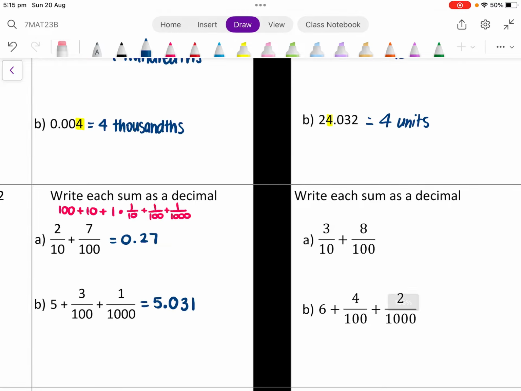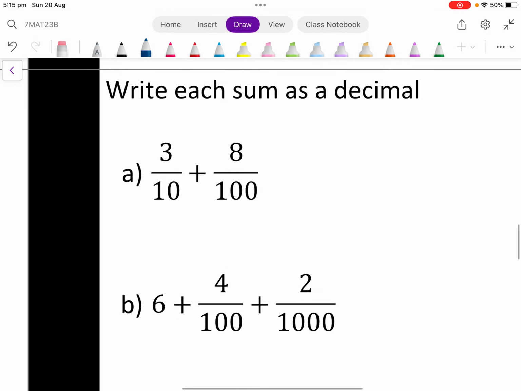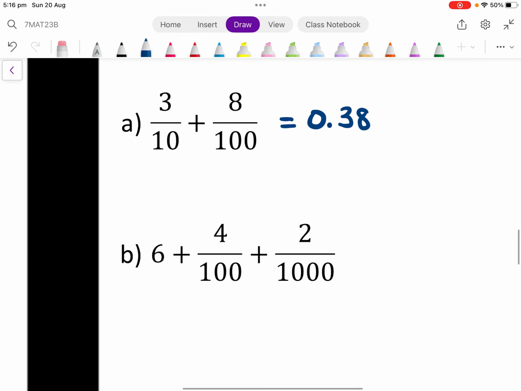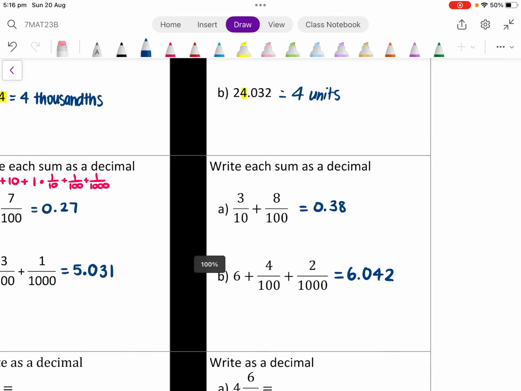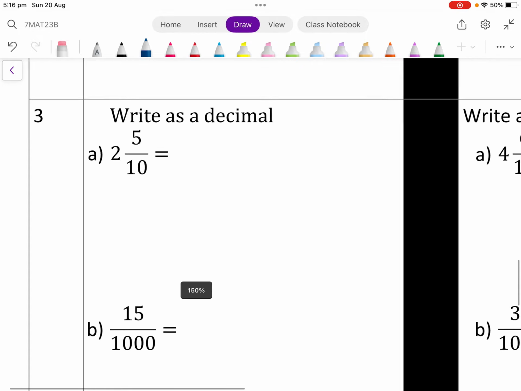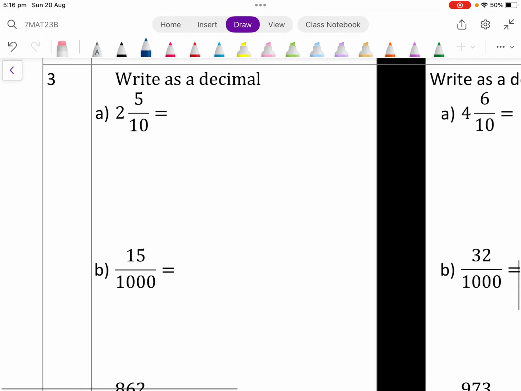Alrighty, Year 7, let's see how you went. You should have had that 3 over 10 plus 8 over 100 is equal to 0.38 as a decimal. And 6 plus 4 over 100 plus 2 over 1,000 is equal to 6.042. Good job.